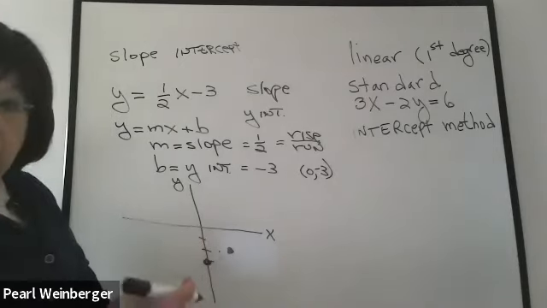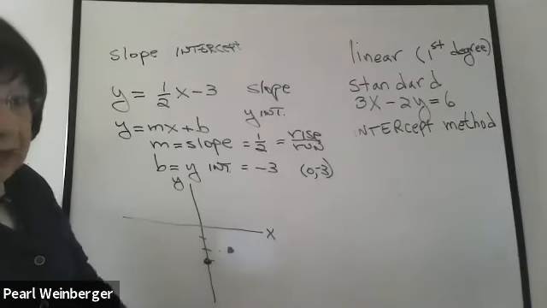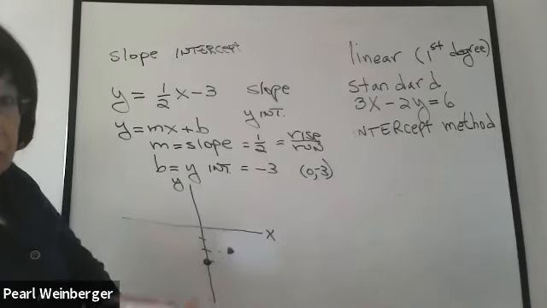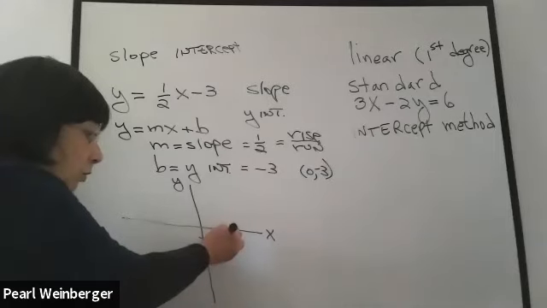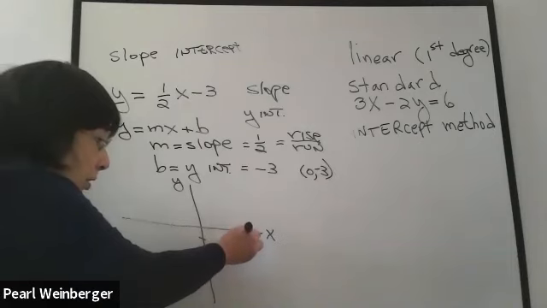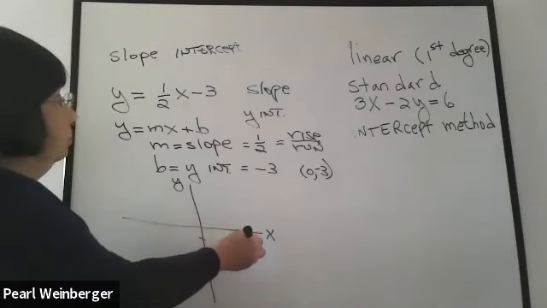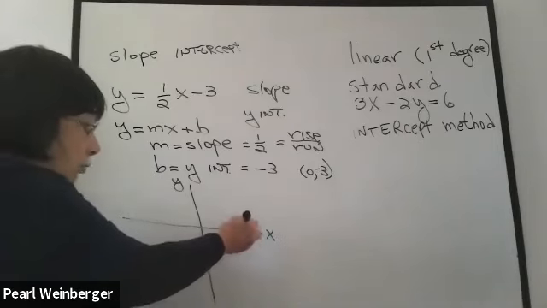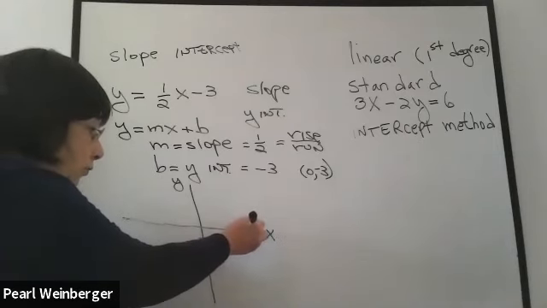That's really all I have to do, but I could do a third point or a fourth point. Again, how would I do another point? By again, rising 1, running 2. And again, rise 1, run 2.